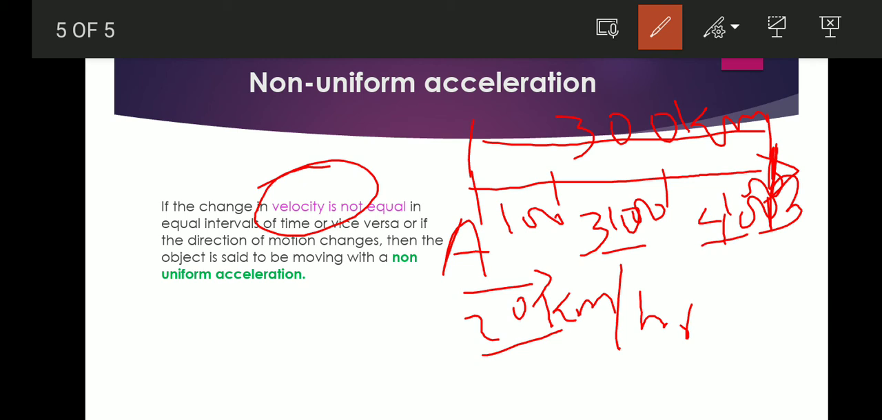Okay, let's say velocity, in that case, non-uniform acceleration. If your velocity keeps on changing with given equal intervals of time, but your velocity keeps on changing, in that case, your acceleration will be non-uniform.